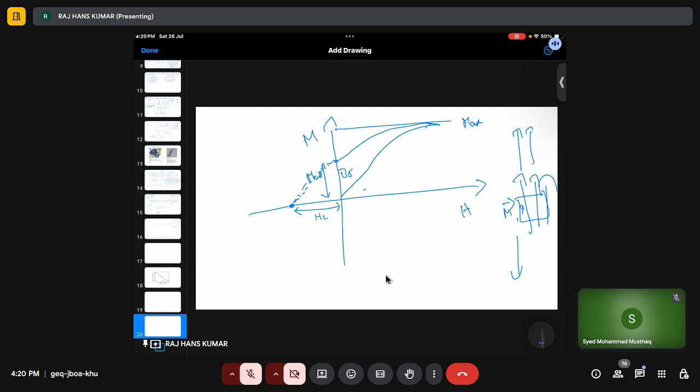Sir, do paramagnetic materials also have a magnetization value, sir? Yeah, I'll come to that. Just give me a second. Okay, sir.